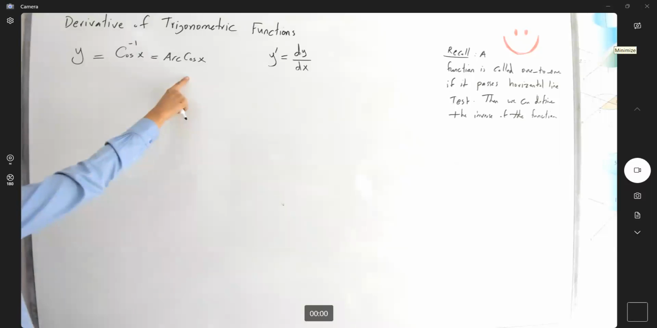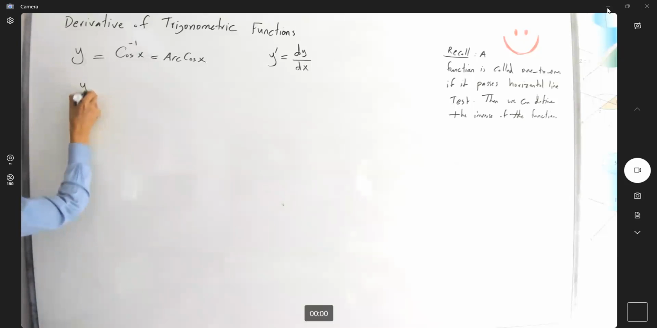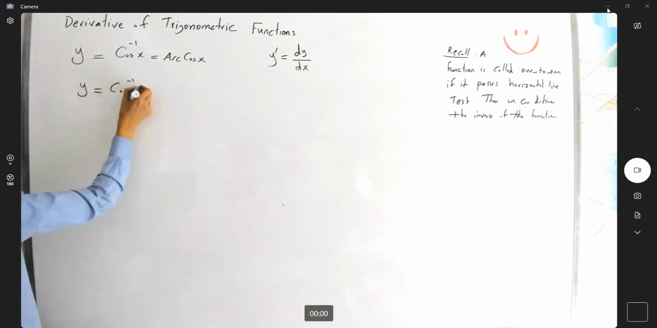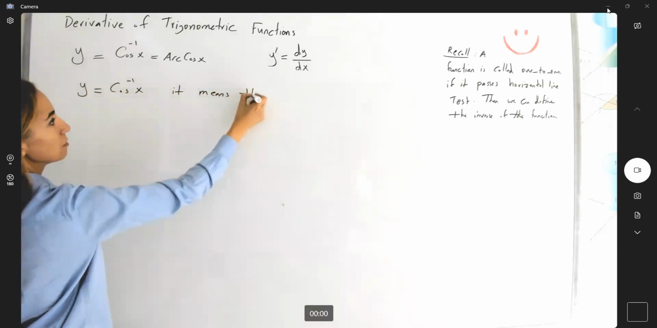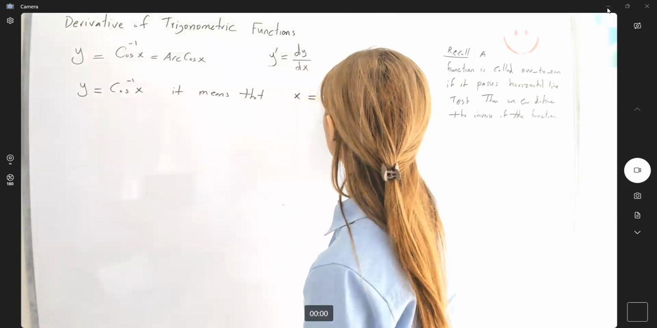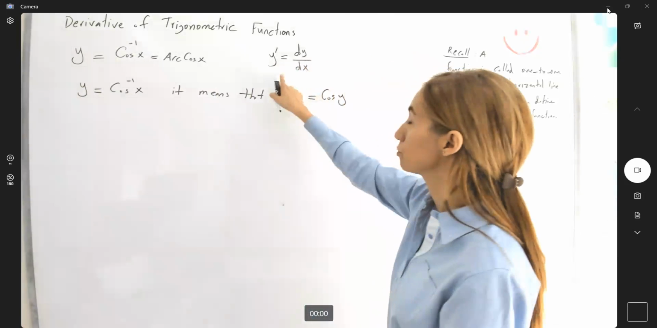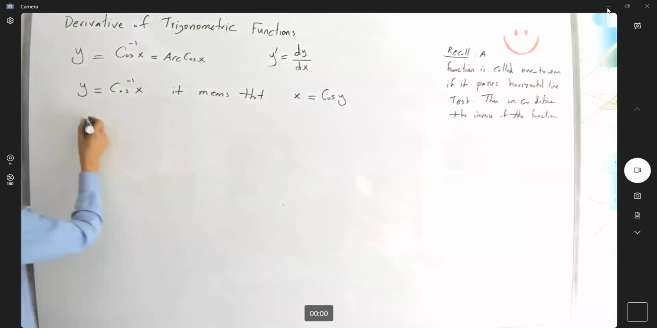Let us find the derivative of inverse cosine of x, or arc cosine of x. First of all, since y is equal to inverse cosine of x, it means that your x is equal to cosine of y. You want to find the derivative dy dx. So let us start taking the derivative.